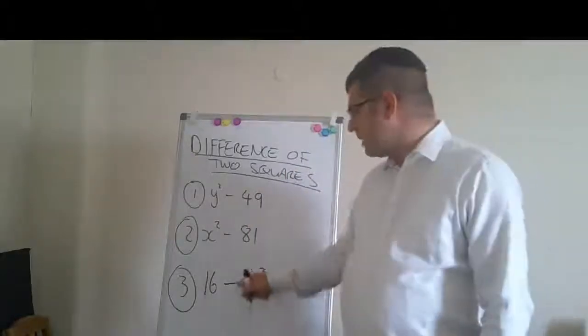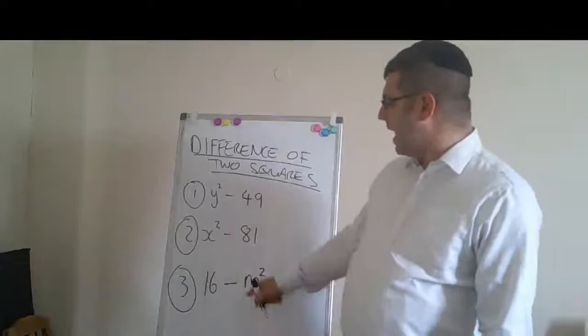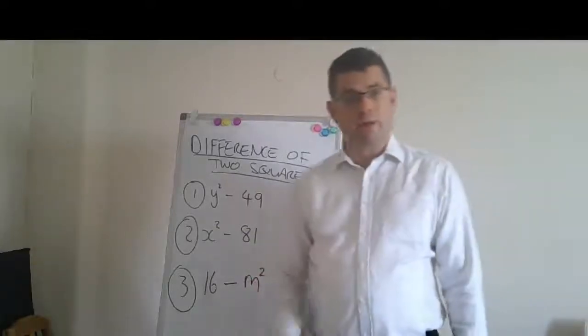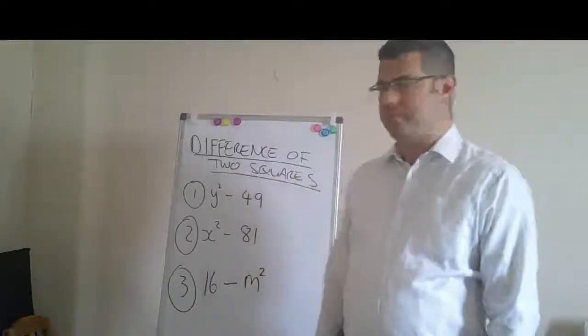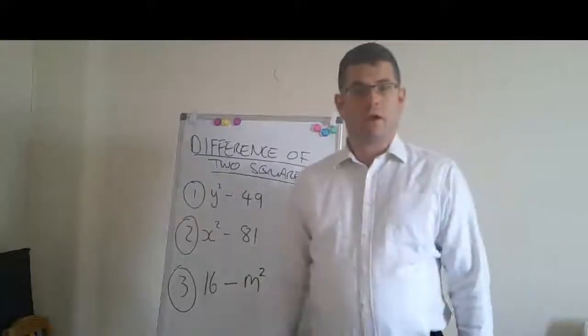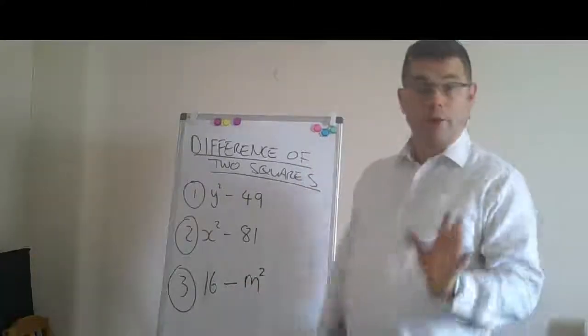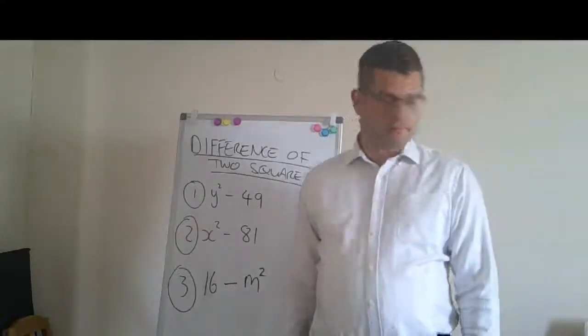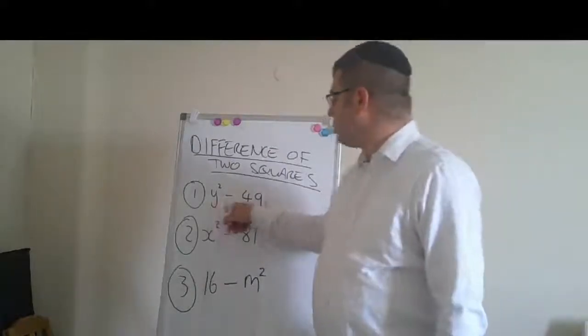Again, just beware with number 3. Number 3, you'll notice the algebraic term is on the end, and that will make a little bit of a difference, so just be careful. So have a go, press pause, and then when you're ready, press play, and let's see if you get them right. So y squared minus 49.